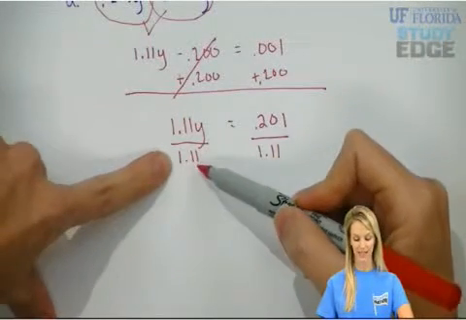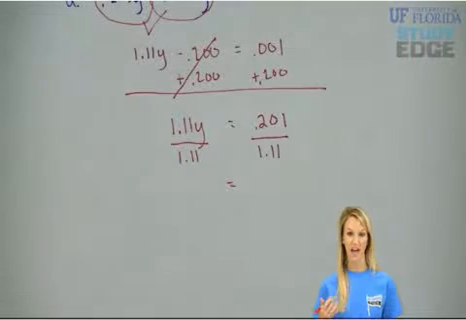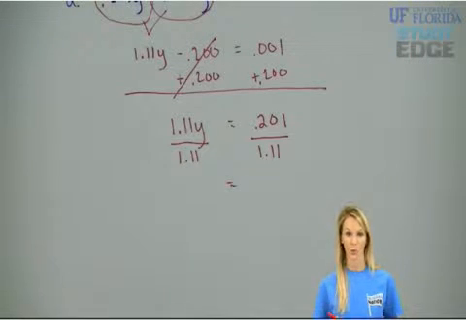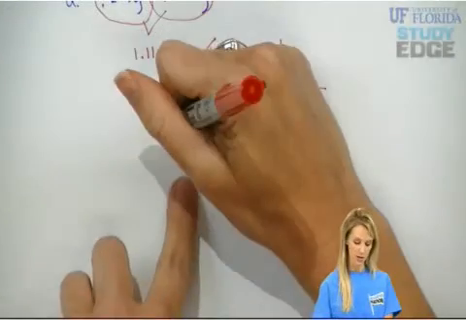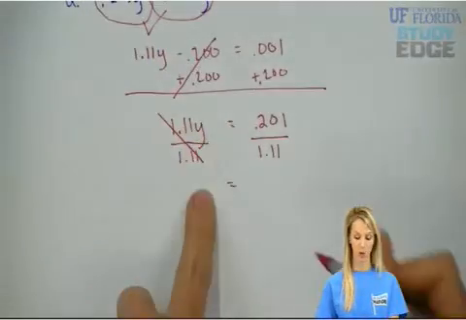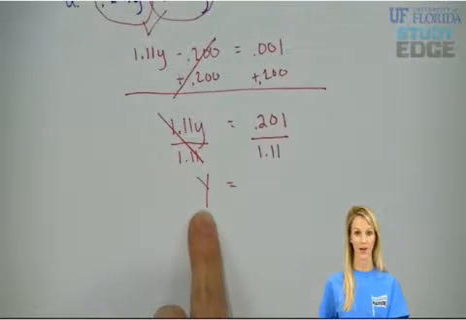Well, anything divided by itself is equal to 1, right? 5 over 5 is equal to 1. X over x is equal to 1. An apple over an apple is equal to 1. Anything over itself is 1. So this crosses out with each other, and all we're left with is y, our variable.